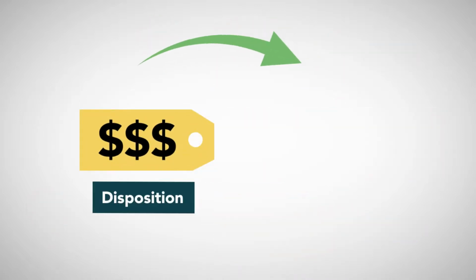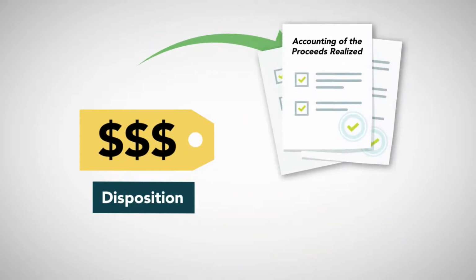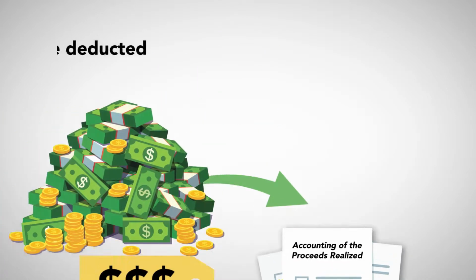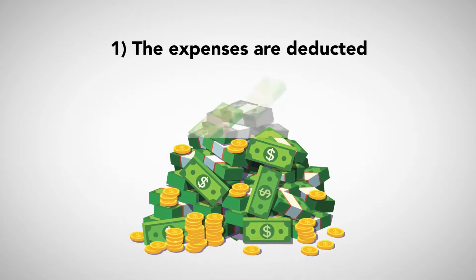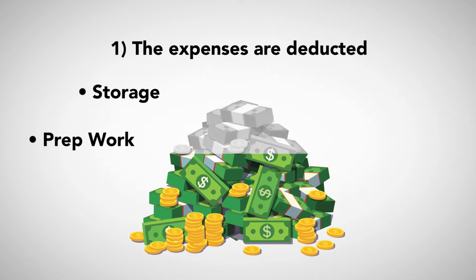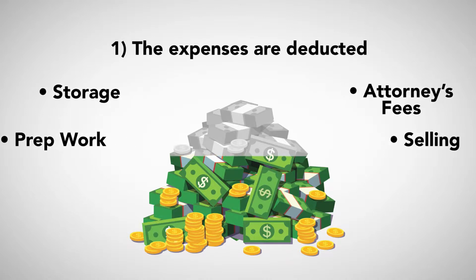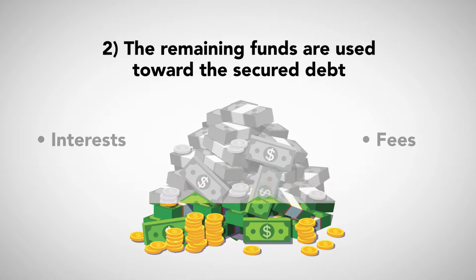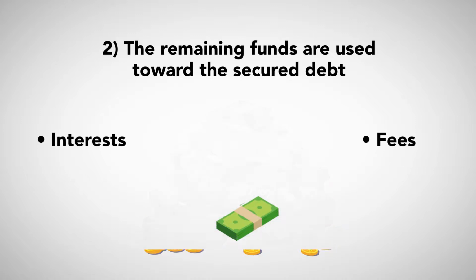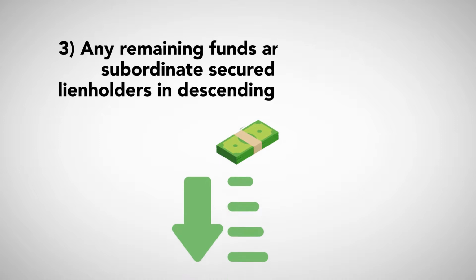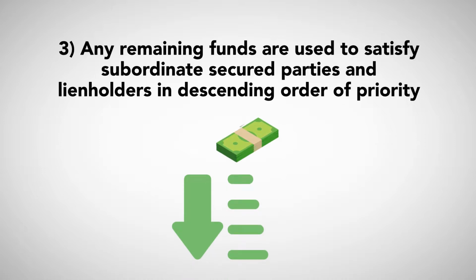Following any sale or disposition, the secured party prepares an accounting of the proceeds realized. First, the expenses are deducted. These include the costs of collecting and storing the collateral, as well as preparing it for and conducting the sale, and reasonable attorney's fees. The remaining funds are used toward the secured debt, including all interest and fees properly chargeable. If anything remains, it is used to satisfy subordinate secured parties and lien holders in descending order of priority. Once all creditors and costs are paid in full, any surplus must be returned to the debtor.